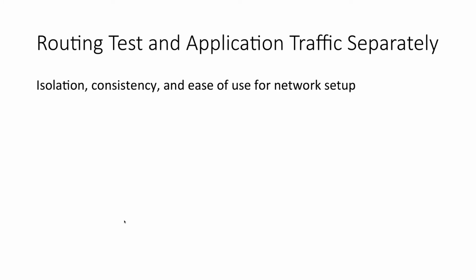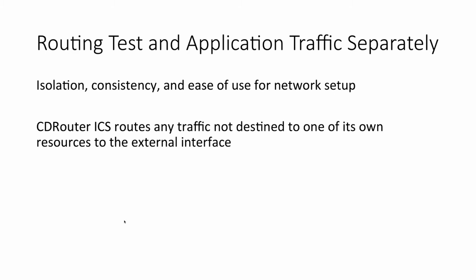So again, what we're doing here is routing the test and application traffic separately. This lets us replicate the benefits of closed loop testing, that is isolation, consistency, and ease of use, and apply them to situations where the device under test needs access to these external resources. CDRouter does this by recognizing which traffic is destined to one of its own simulated resources and then routing any other traffic to an externally facing interface.